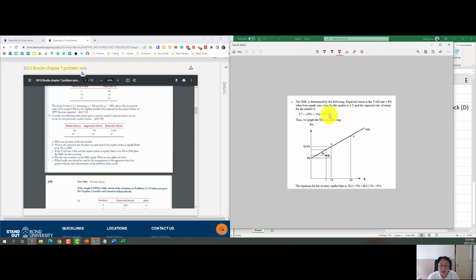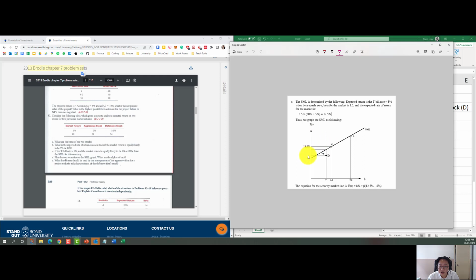And that makes sense because we talked about the fact that if the T-bill rate is 8%, the market is equally likely to be 5 or 20, which means there's a 50% chance of either of these situations from hedging, so it's 12.5. So we say the expected return is 12.5%. At 1.0, it's 12.5%. So therefore we can draw a line from here to the market return.